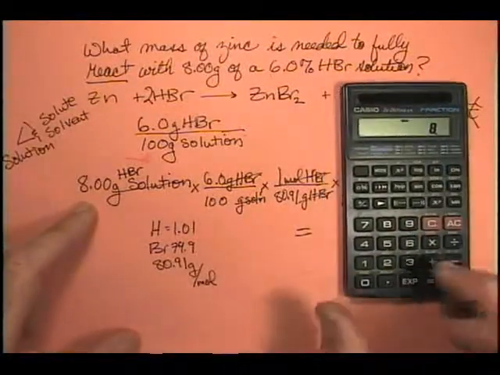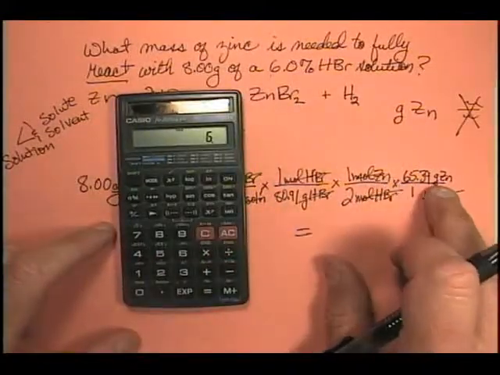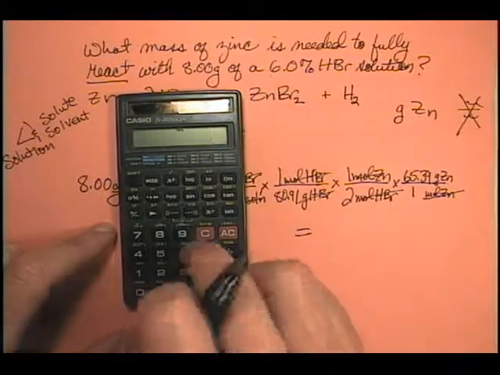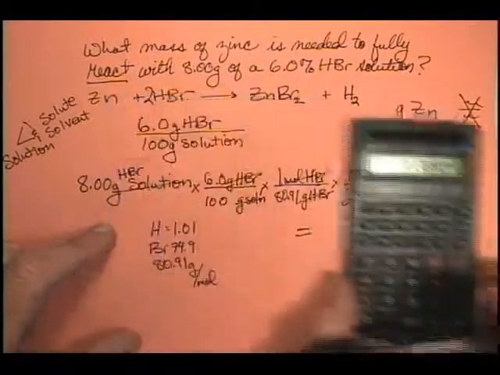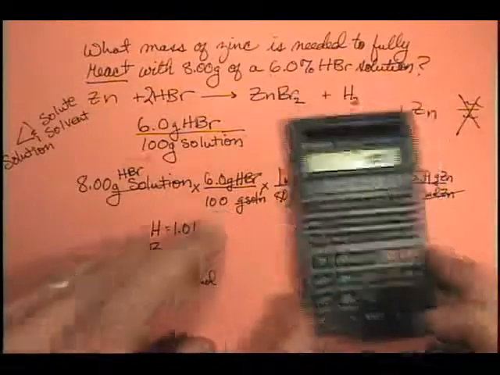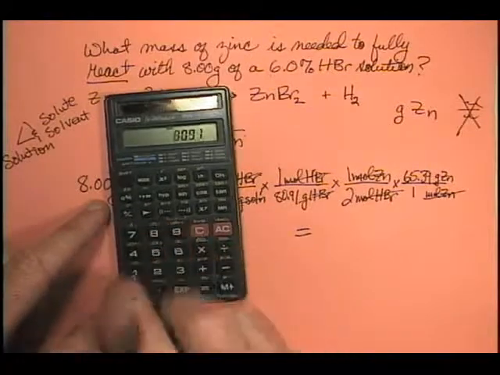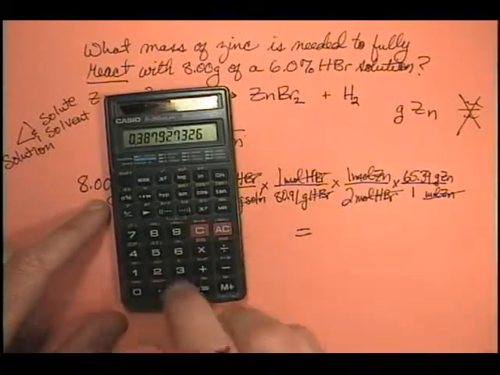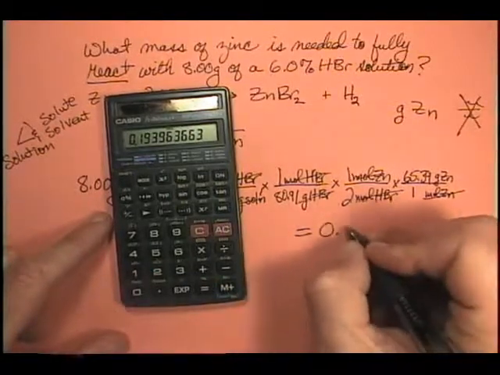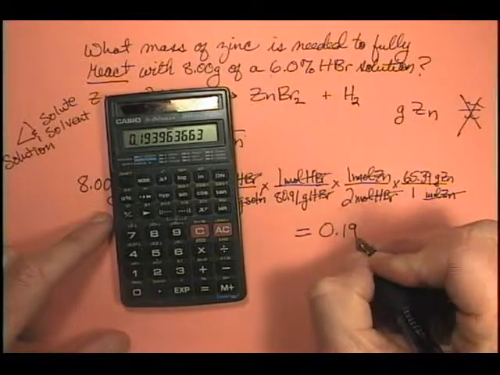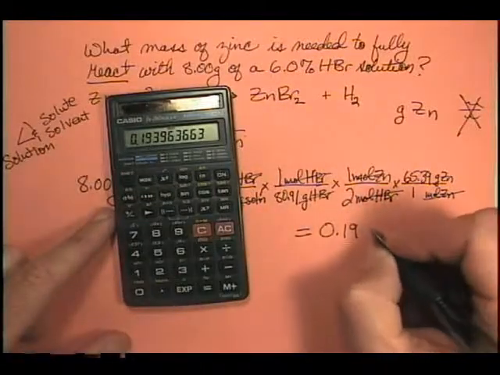8.00 times 6. I'm not going to worry about the 2 ones. Times 65.39 divided by 100 divided by 80.91 divided by 2 equals 0.19. Well, how many sig figs are we good to? 2. And that's 19.3, so just 19 grams of zinc.